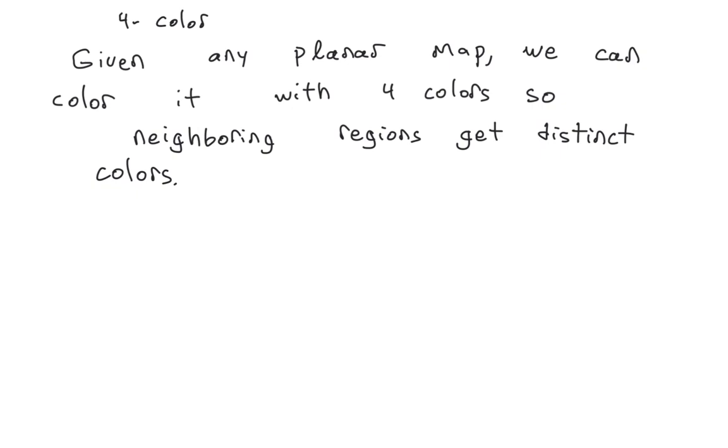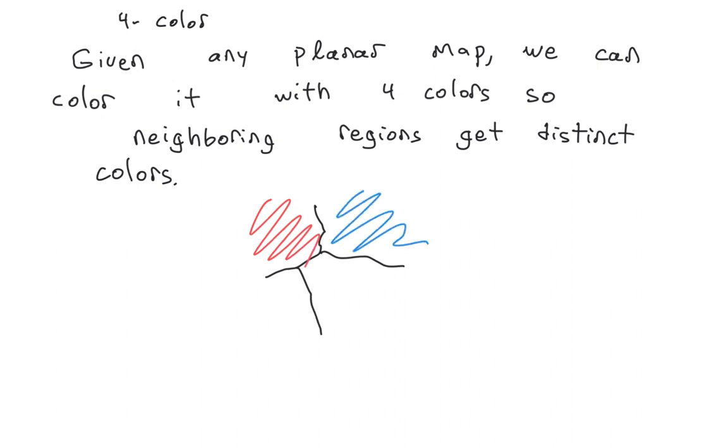All right, so our next topic starts off as an old classical problem. Given any planar map, we can color with 4 colors so that neighboring regions get distinct colors. So the idea here is that you're drawing a map of counties or countries, and you should be able to color those counties or countries with at most 4 colors, possibly fewer.